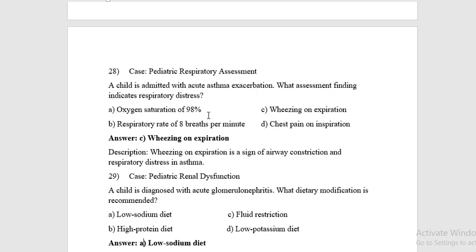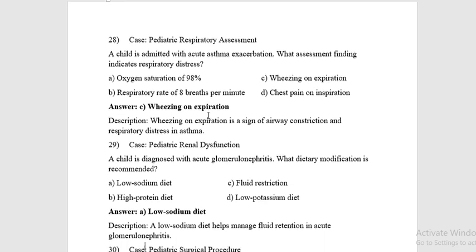Wheezing on expiration is a sign of airway constriction and respiratory distress in asthma.